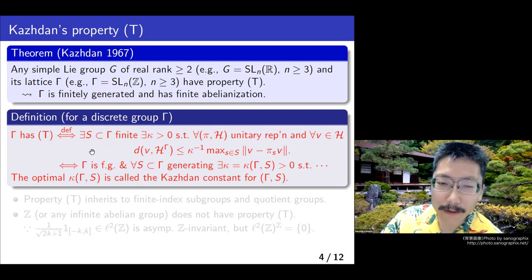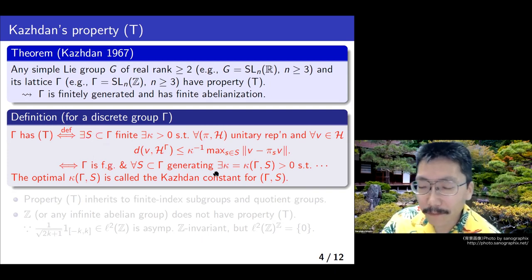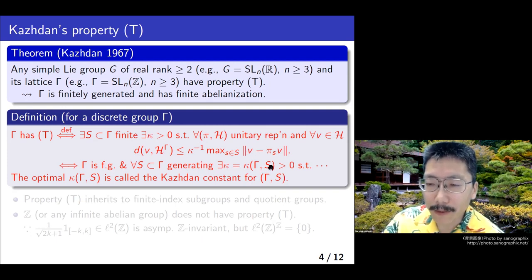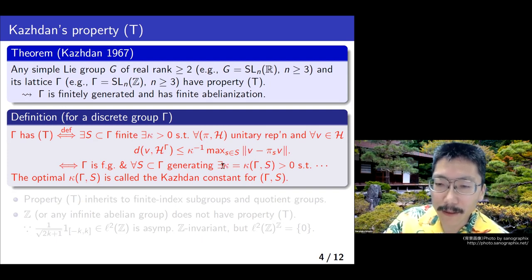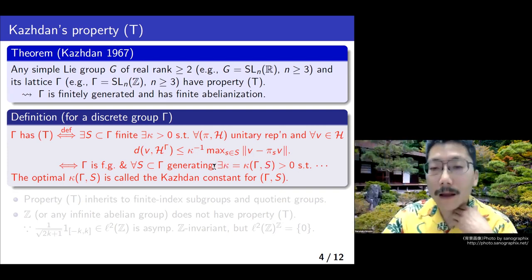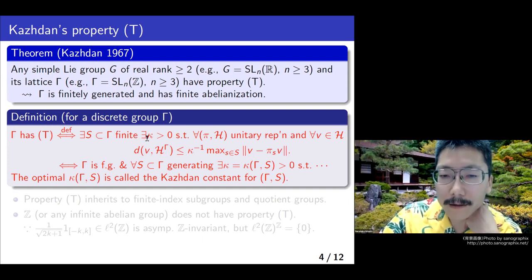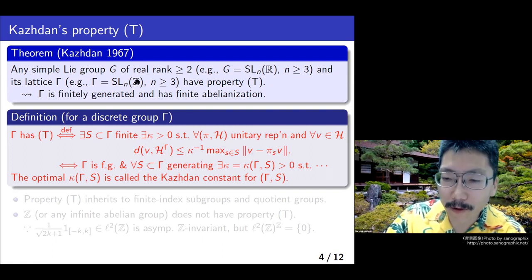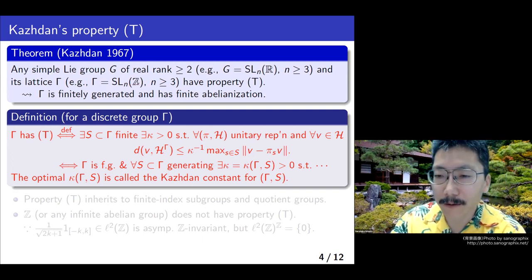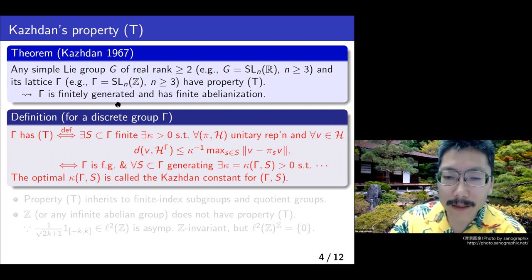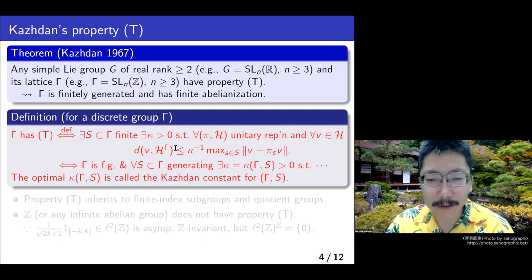It's equivalent to saying that Gamma is finitely generated and S is replaced with any generating set. The corresponding kappa depends on the generating set, and the best possible constant is Kazhdan's constant. For a long time, Kazhdan's property T was only proved using Lie group theory or locally compact group theory and considered somehow a rare property. But maybe that is not the case, and the computer can confirm that there are abundant examples of property T around us.